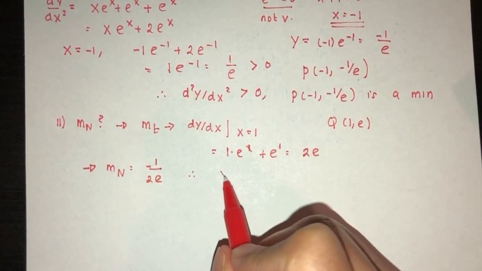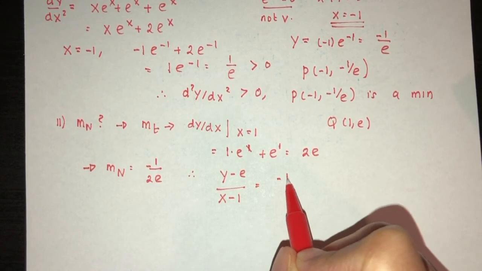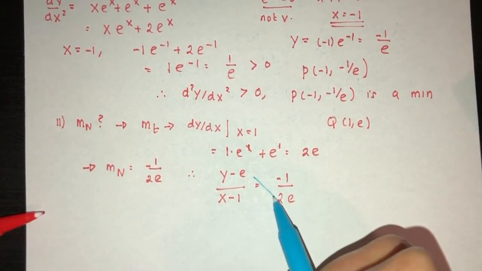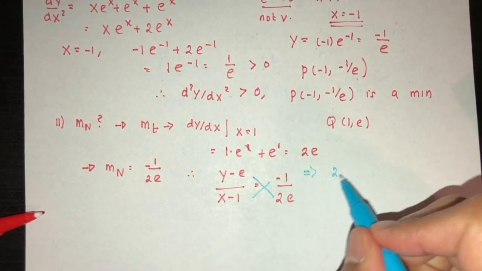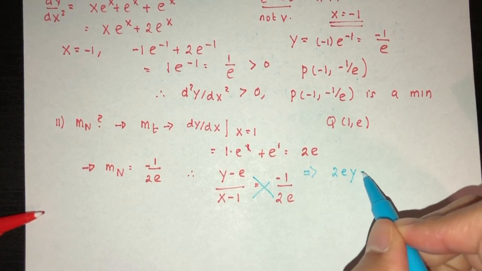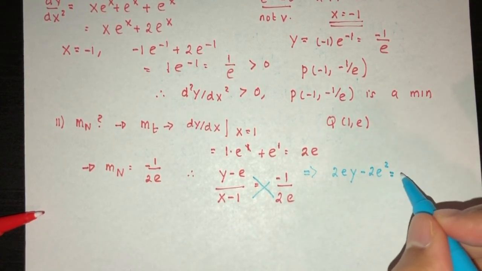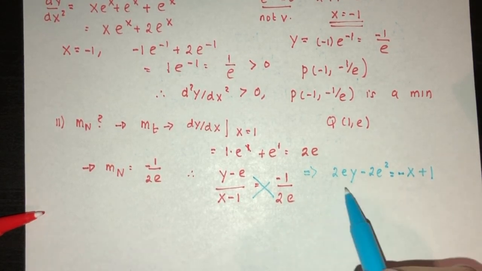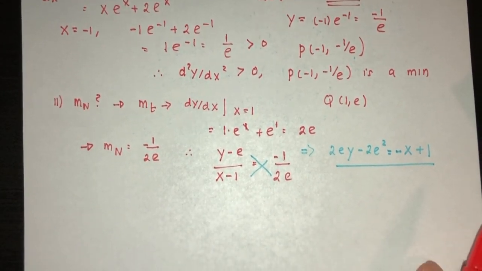Now from this, y minus e over x minus 1 is equal to minus 1 over 2e. So now we have to cross multiply. That will become 2e y minus 2e squared is equal to minus x plus 1. So this is the equation of your normal. But you have to find your points, which are point R and point S.